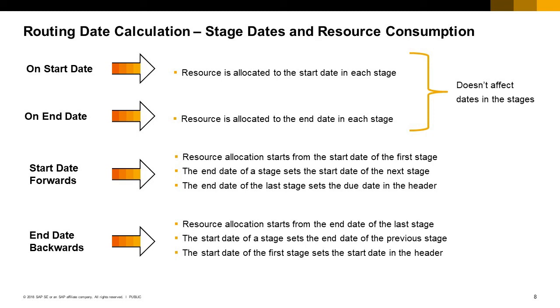The next stage start date is the end date of the previous stage. When the last stage is reached, the end date is set to the header's due date. Note that capacity allocation is calculated from the beginning of the day.